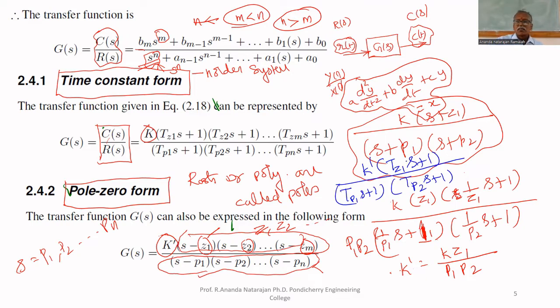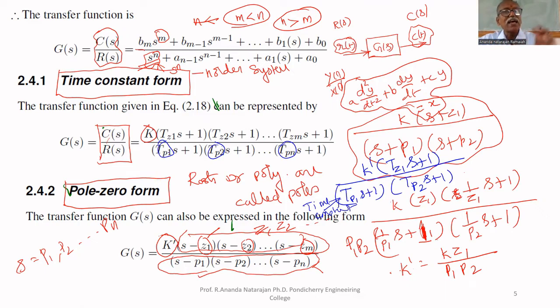That's all. This TP1, TP2 are called time constants of the system. That's why TP1, TP2, TPN are called time constants, and that's why this form is called time constant form. So we can represent the transfer function in two ways. One is called the time constant form.